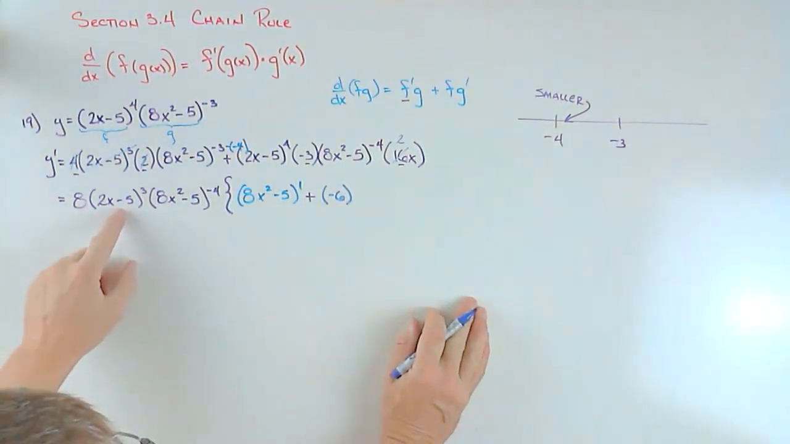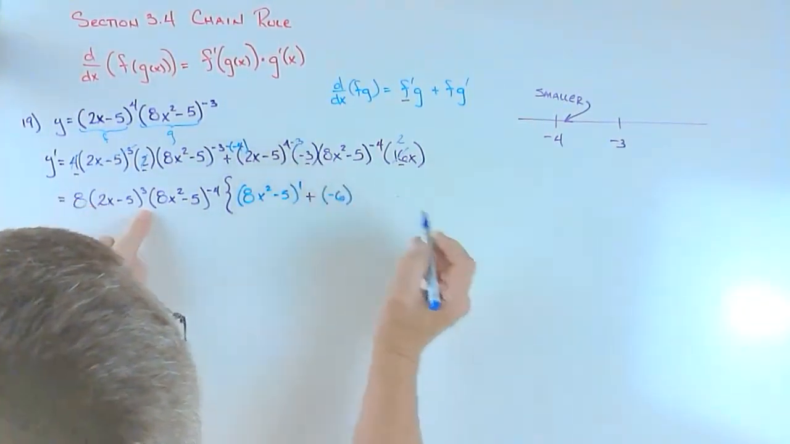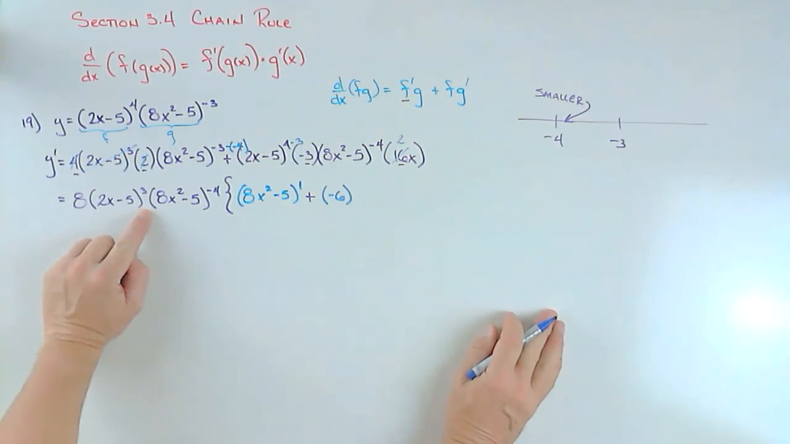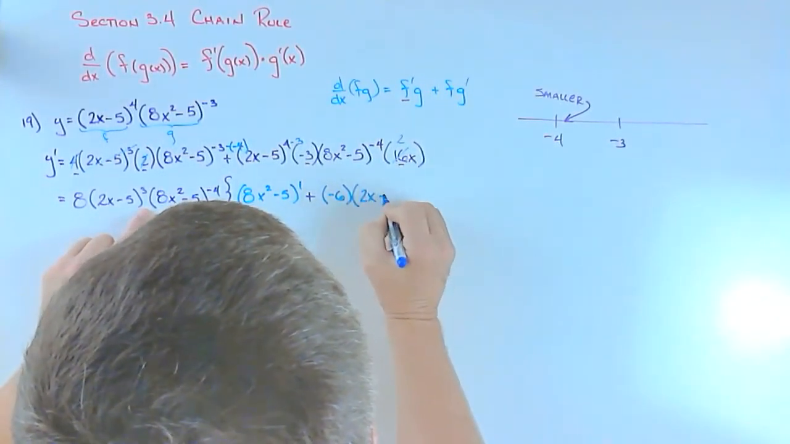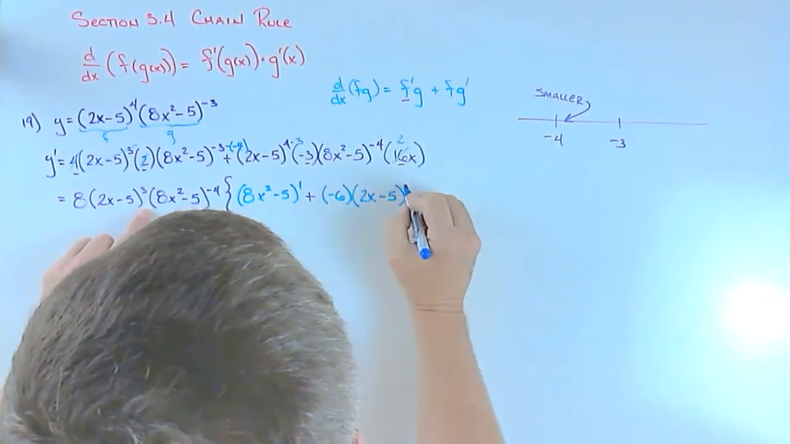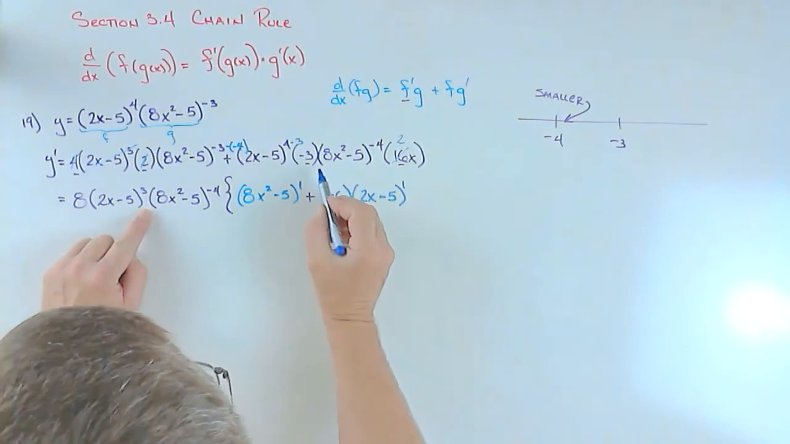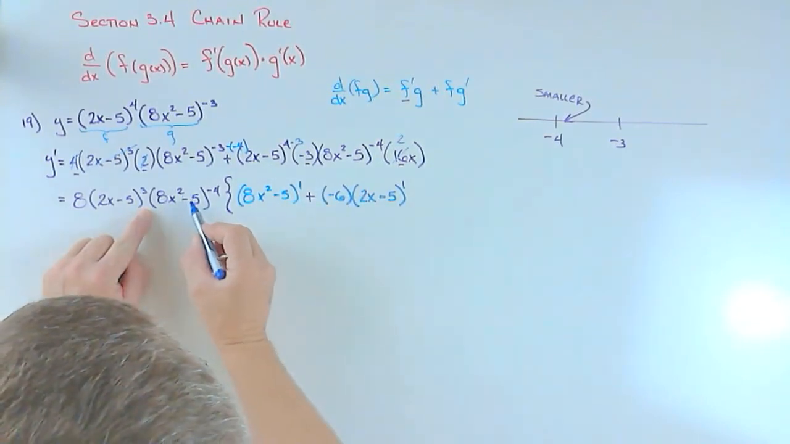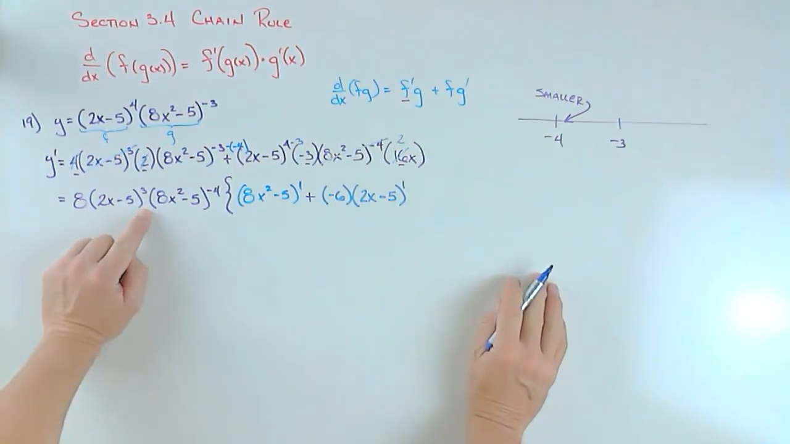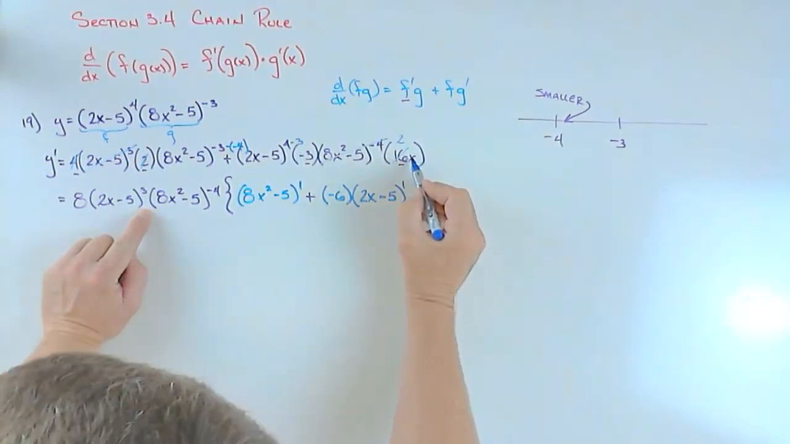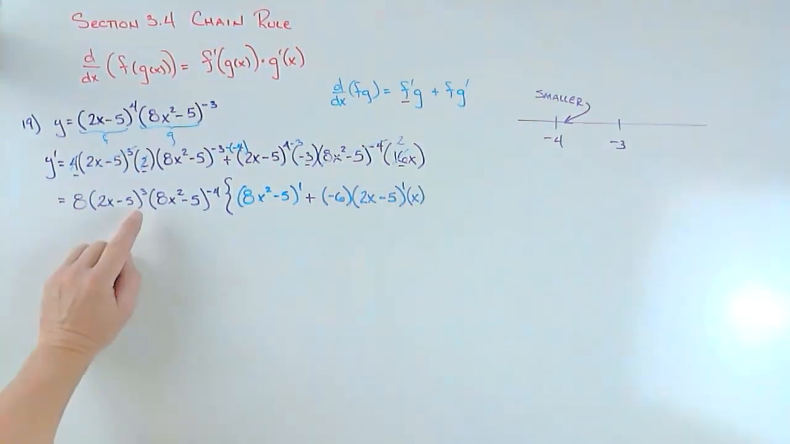We took out a 2x minus 5 cubed. So we take away 3, right? That's how we factor. We subtract exponents. That leaves me at 2x minus 5 to the first. Here, we took out 8x squared minus 5 to the -4. 8x squared minus 5, -4, that's gone. We have not factored out this factor of x, so that is also left here.